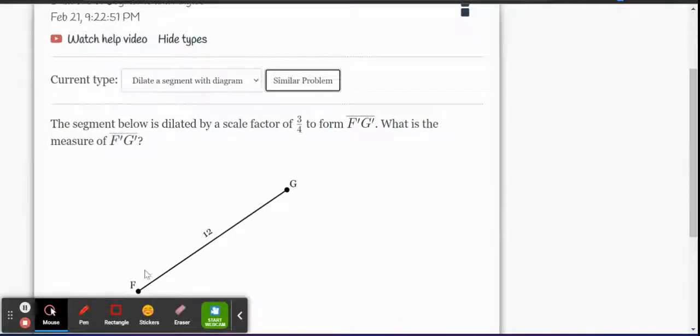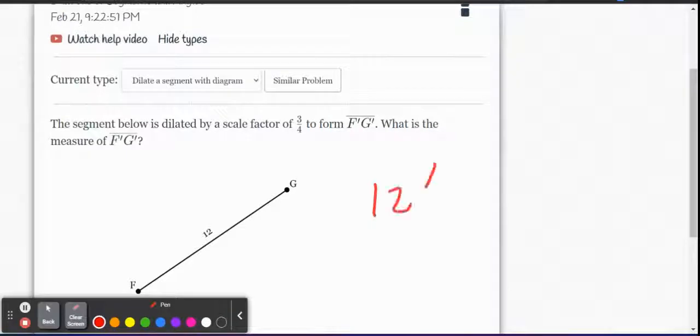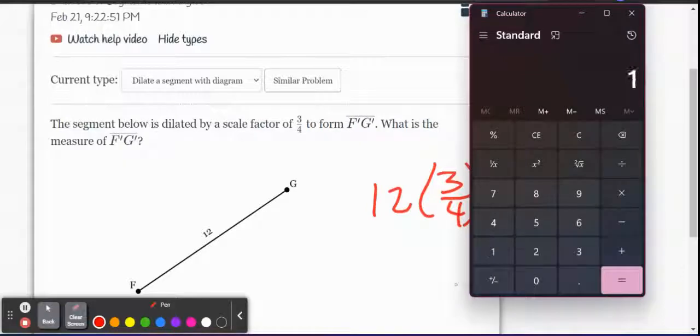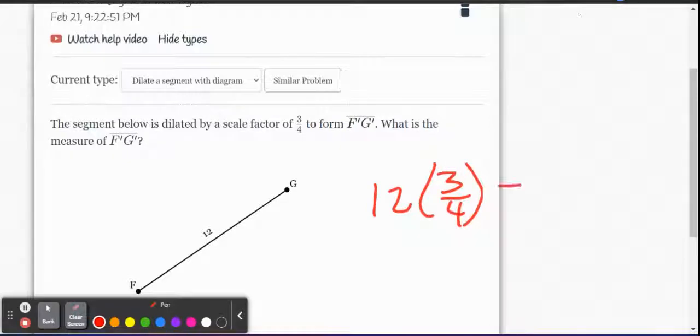So it gives us the segment FG, and this is 12, and it's being dilated by a scale factor of 3/4 to form F prime G prime. So when you dilate by a scale factor, you have to multiply 12 times 3/4. You can use a calculator to help you. 12 times 3 divided by 4 is 9. So that means when I dilate it, it's going to be 9.